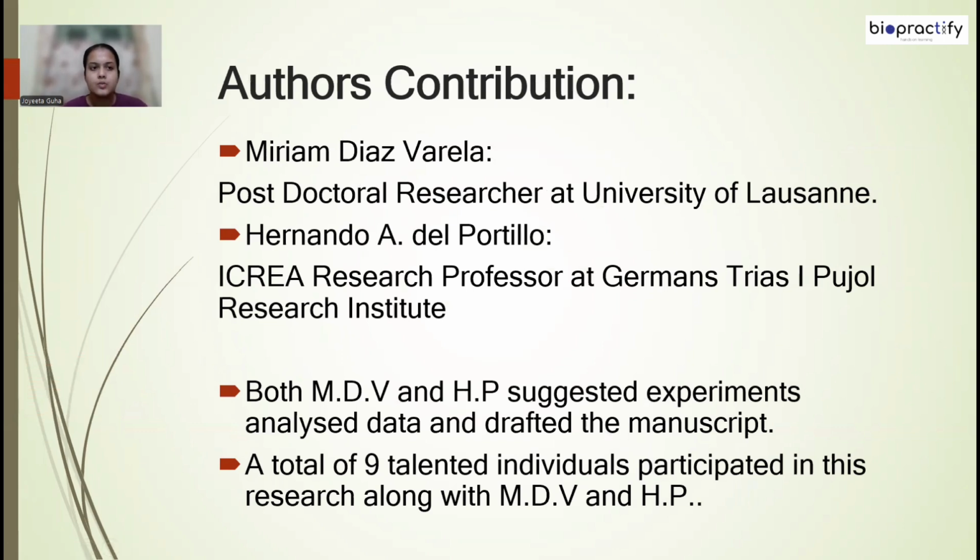Firstly, I would say that this scientific report was published in the British Journal of Hematology. A total of 9 talented individuals participated in this research, with Miriam Diaz-Varela and Hernando A. del Portillo. These two personalities' contribution is main, since they had a hand in drafting this manuscript, analyzing the data, and even suggesting experiments to their team.